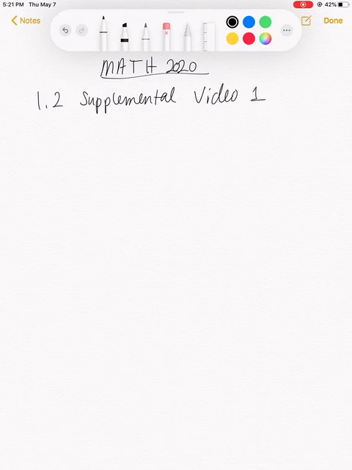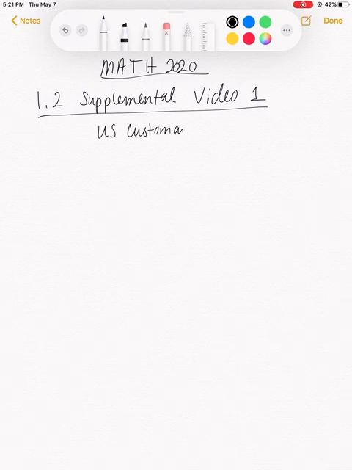Now what we're going to do here is I'm going to give a little background on the U.S. customary system, U.S. customary length. Then we'll do some conversions to help supplement our investigation in this area. I'll begin this video by talking about the smallest unit of length, which is the inch.